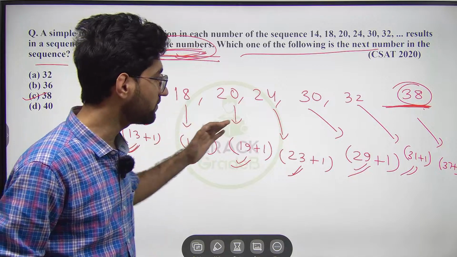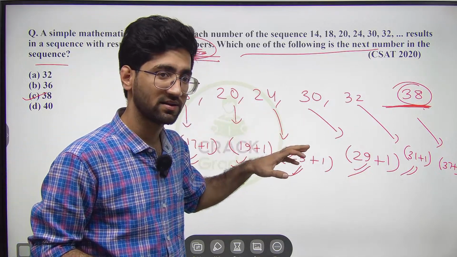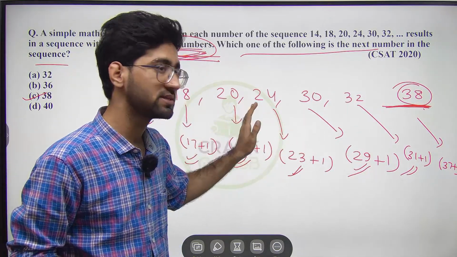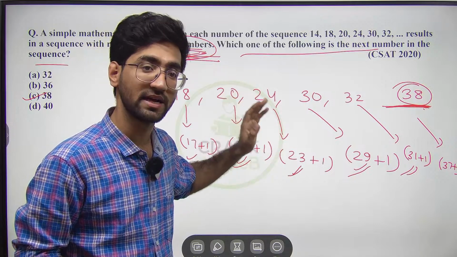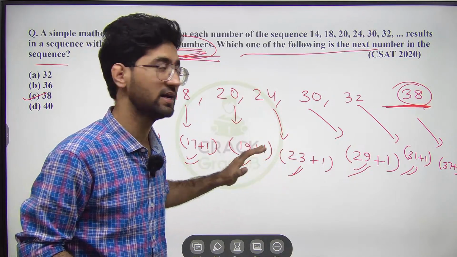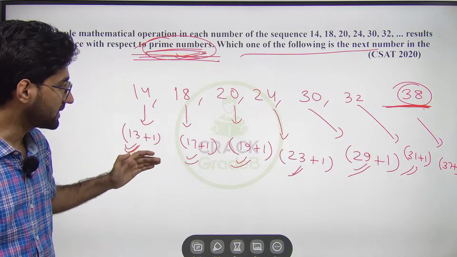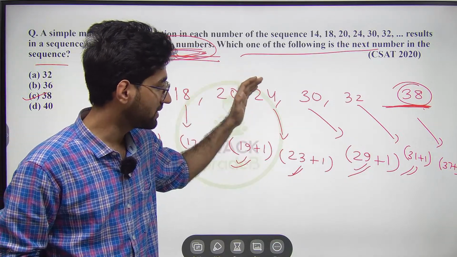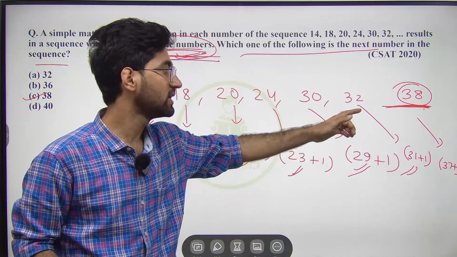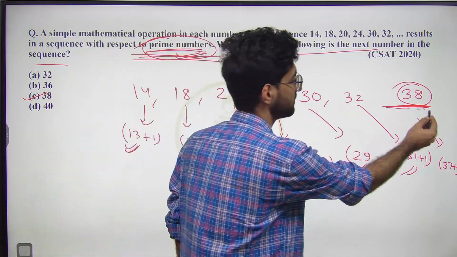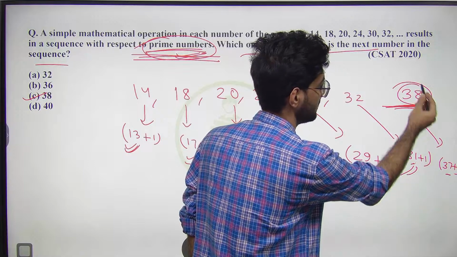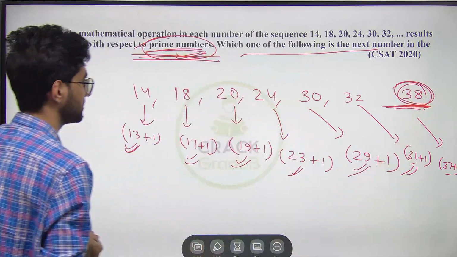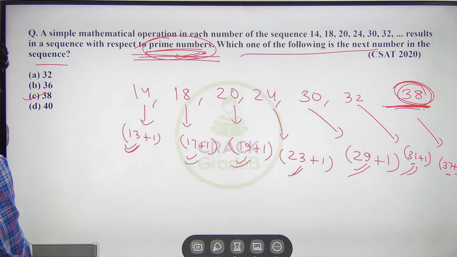So you will have to find some fixed pattern, and every number in the sequence must follow that specific pattern, right? That's why if you look at 14, 13 plus 1, 18, 17 plus 1, 20, 19 plus 1, 24, 23 plus 1. Similarly, at the end, the next prime number after 31 is 37. So 37 plus 1, that is equal to 38.